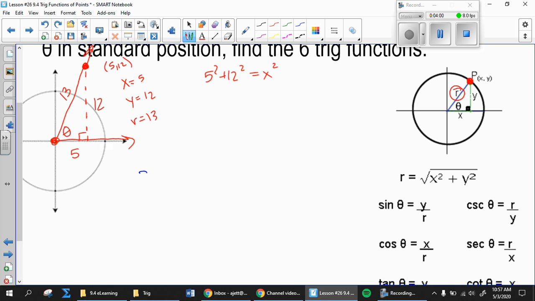So sine of theta, sine of our angle, is opposite over hypotenuse, which in this case is y over r. Cosine theta is adjacent over hypotenuse, which in this case is x over r.